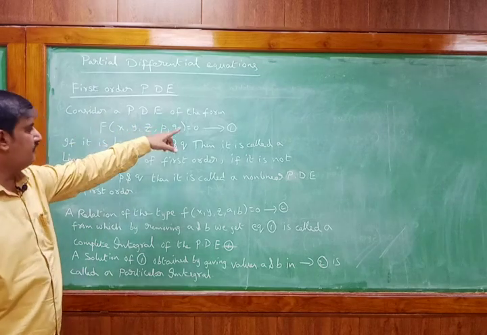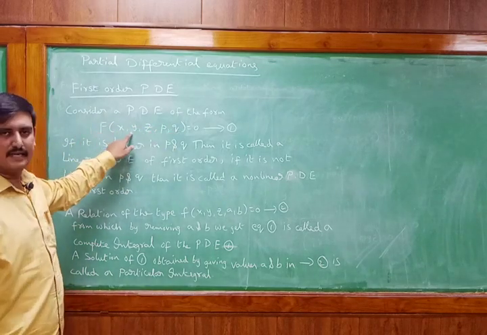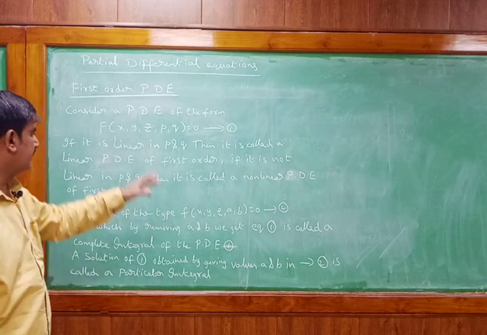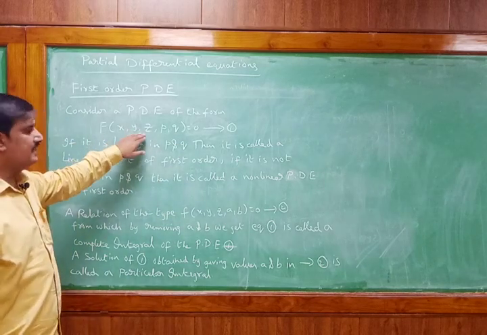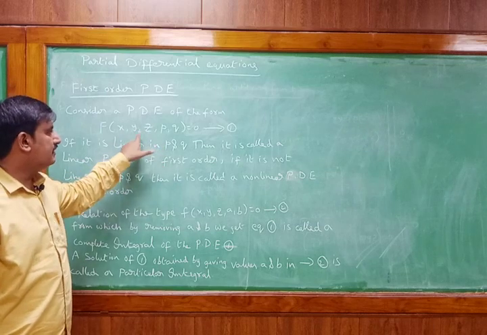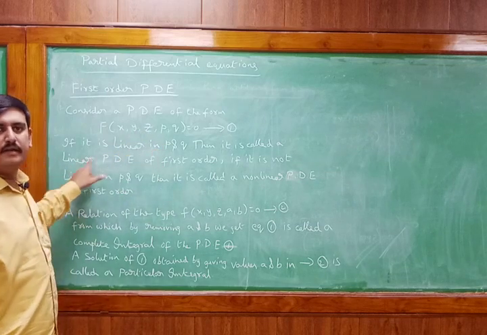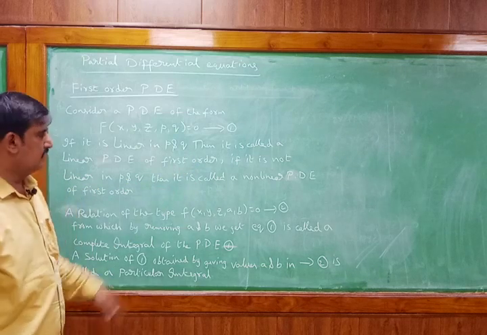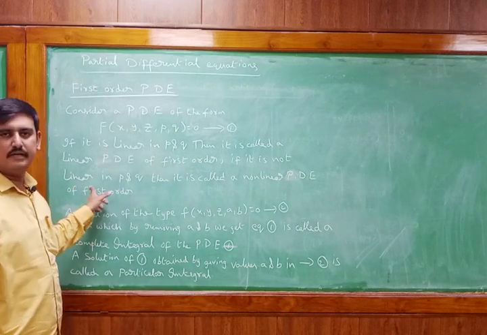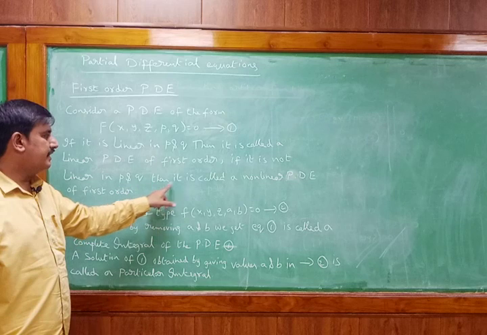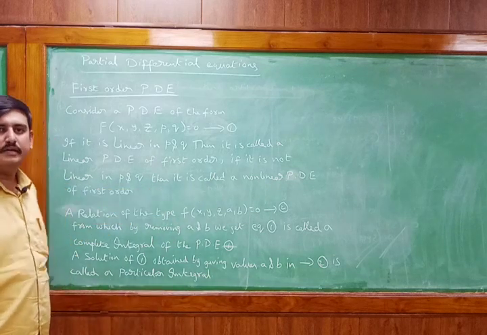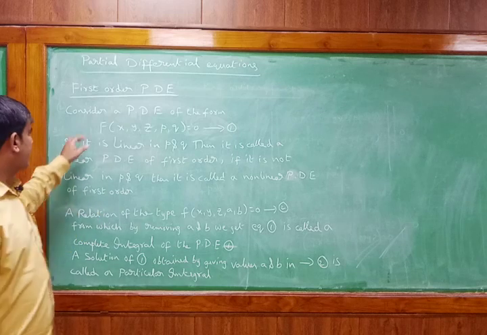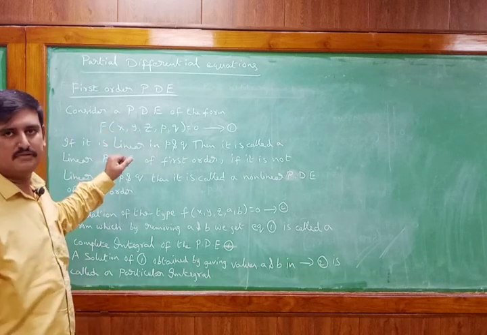Consider a PDE of the form capital F of x comma y comma z comma p comma q is equal to 0, mark it as 1. If it is linear in p and q, then it is called a linear partial differential equation of first order. If it is not linear in p and q, then it is called a non-linear partial differential equation of first order.